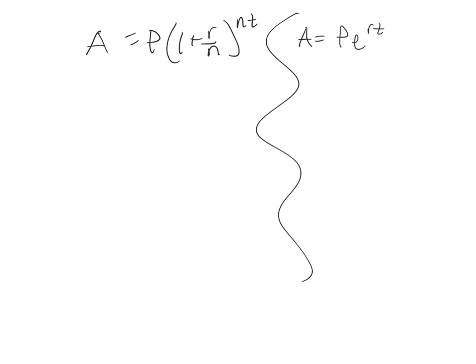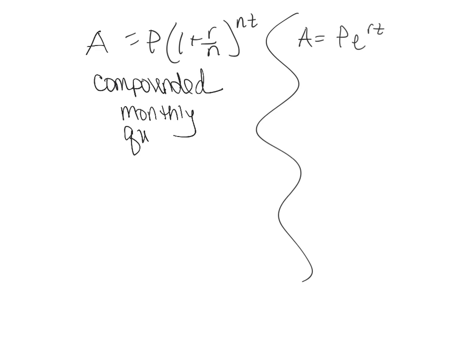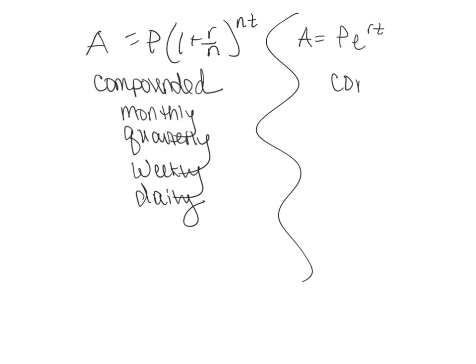So you are looking for the following words for the equation on the left. Compounded monthly, that's very common. Quarterly. Weekly. Daily. You might see other things, but compounded any amount of time is that one. And then A = Pe^(rt) is compounded continuously.